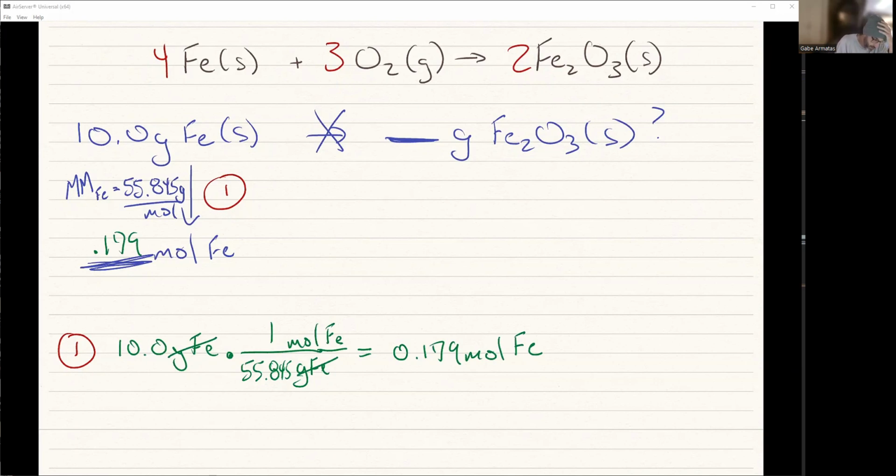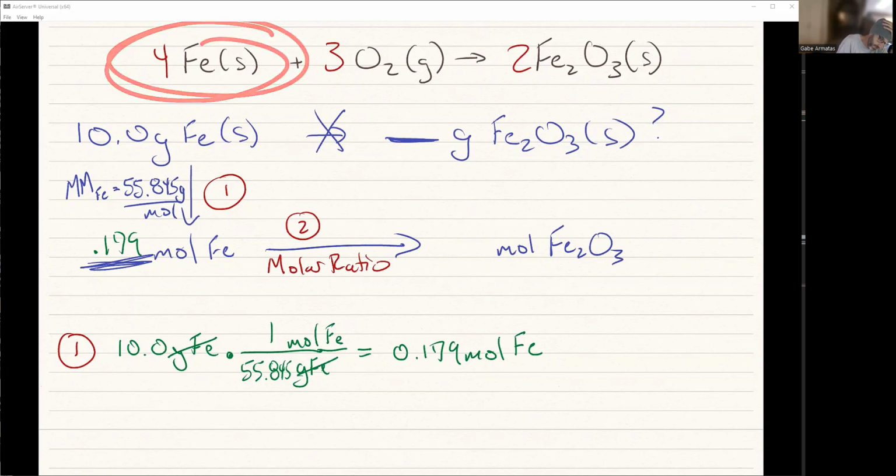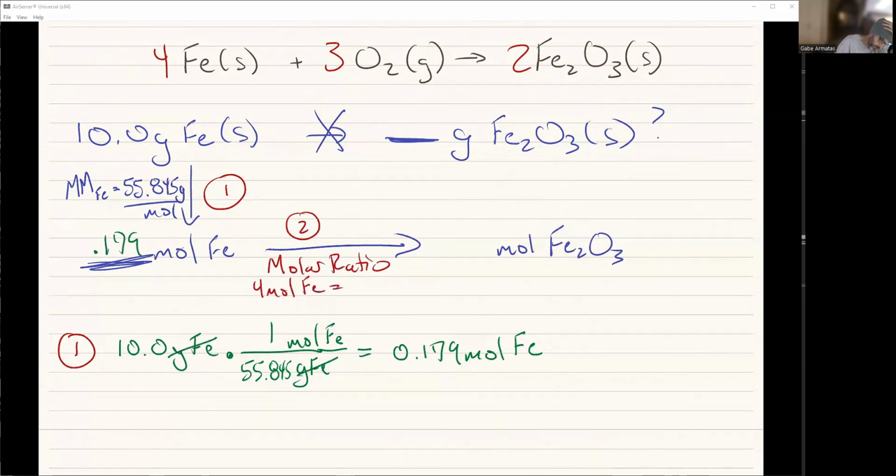Now that I have moles of iron, I can convert into moles of another substance in that balanced chemical equation. So I can now go from moles of iron to moles of Fe2O3. We use, again, the molar ratio. This is step 2, molar ratio, to do that. And what I can discern from the molar ratio up above is 4 moles of iron gives me 2 moles of iron oxide out. So 4 moles of iron is equal to, for this balanced chemical equation, 2 moles of Fe2O3.